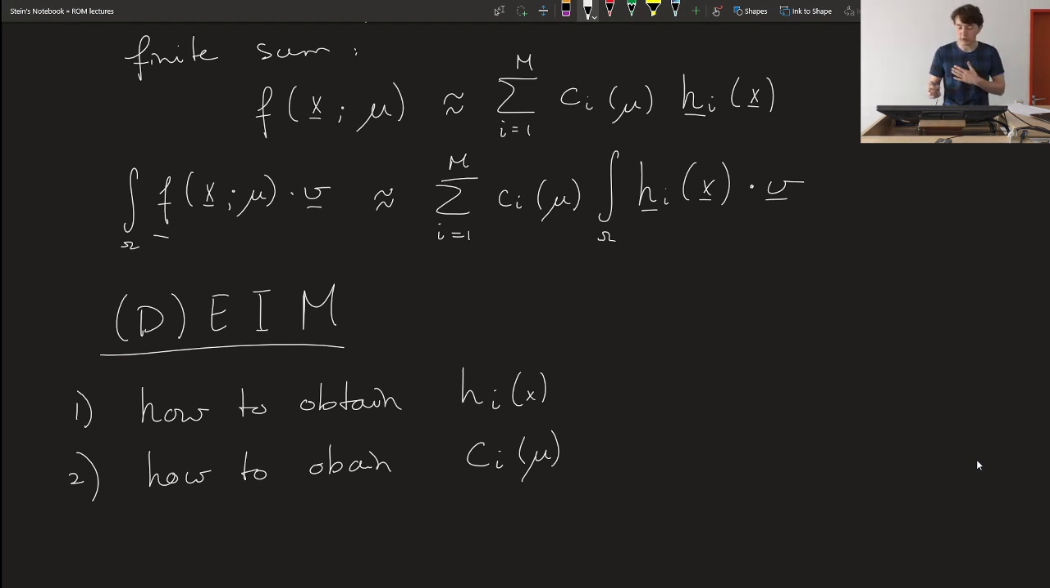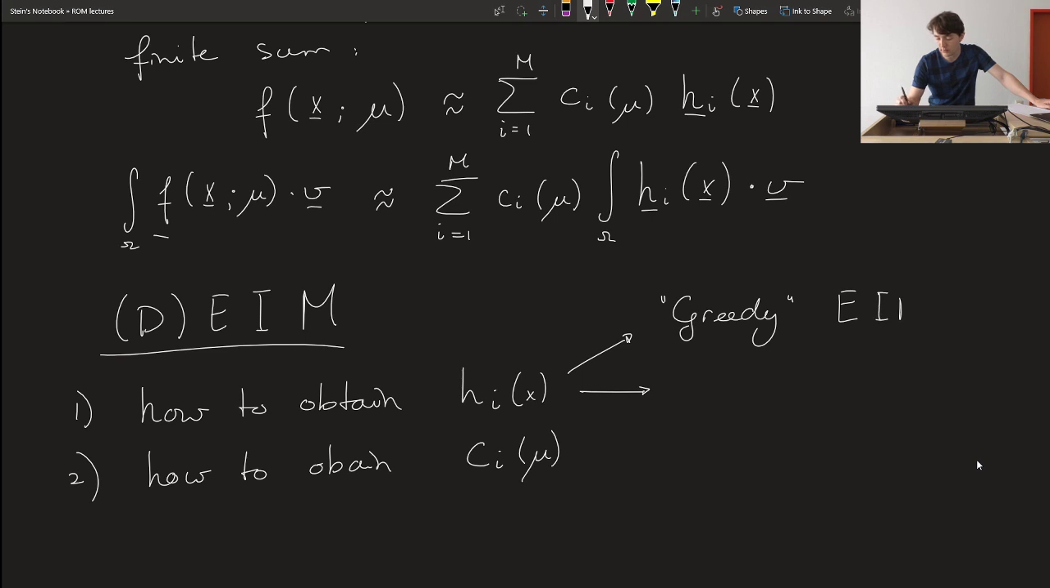Well, really there's two strategies of doing something like this, and that's exactly where the D comes from, or does not come from. And that is in a greedy sense. And if we do that, then we get the empirical interpolation method, or in a POD sense. And then we get discrete empirical interpolation.